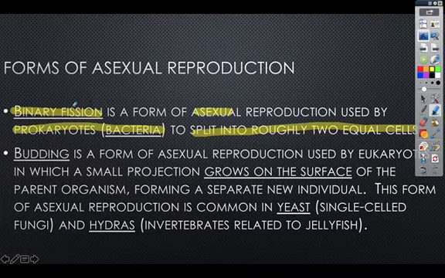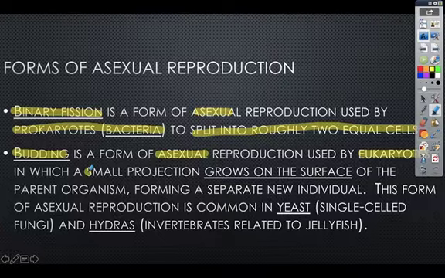Don't confuse this with fusion. Fusion would mean to come together. Fission means to split. All right, the next type is budding. Budding is also asexual, but it's used by eukaryotic cells. So eukaryotes will carry out this type of reproduction, specifically some types of fungi and some other invertebrate organisms.